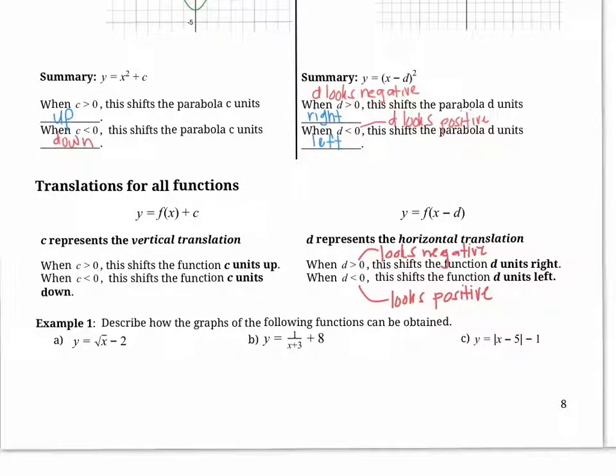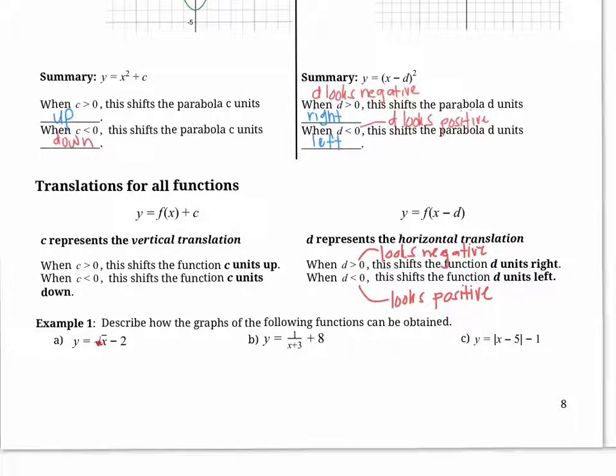So let's practice not sketching it, but developing our steps for sketching these guys here. So we have different functions than what we just worked with. We just worked with parabolas. Now we're dealing with other functions here. So what is going on?